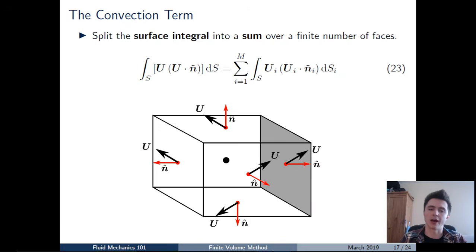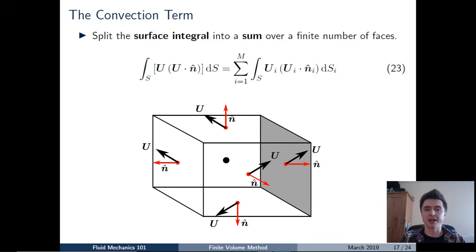The trick that we do now is we remember that we have a cell with a finite number of faces. So we may have an m-sided cell, it could be a tetrahedra, a hexahedra, or some kind of polyhedral cell, but we have a finite number of faces. And so what we do is we replace that surface integral by the summation of the surface integral over all of those individual faces. So we'd go around the cell, and for each of the faces work out the integral over that face of the convection term.